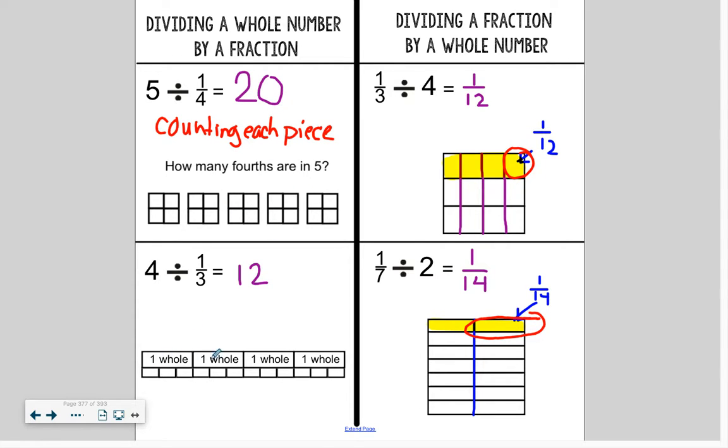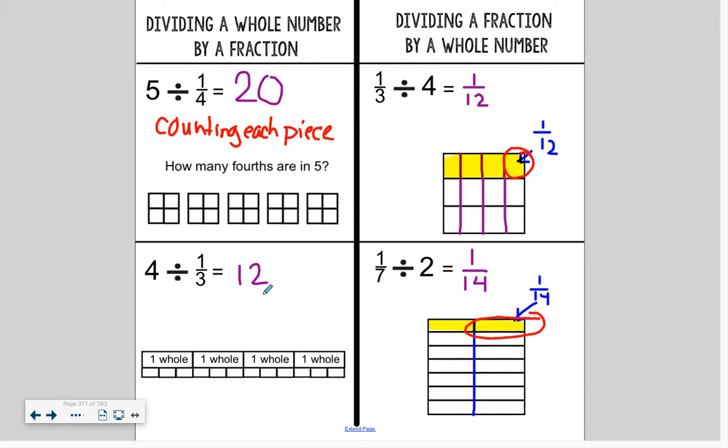Here, if I start with 4 wholes and I broke them down to show you each whole, if I split them into thirds, we end up with 12 individual pieces. So our answer is 12. So when you start with a whole number and you divide it by a fraction, you end up with an answer larger than what you began with.